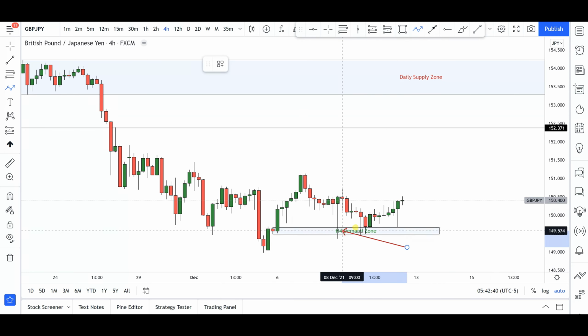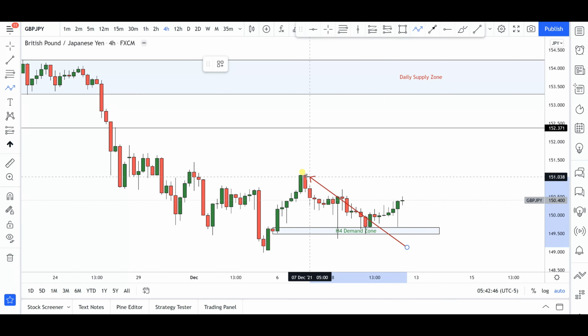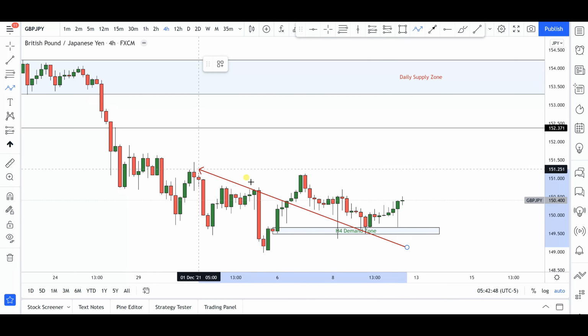So 149.50 seems to be holding price, but again, I would love to see price give me another push to the upside, taking off this level of structure that we have in this neighborhood.